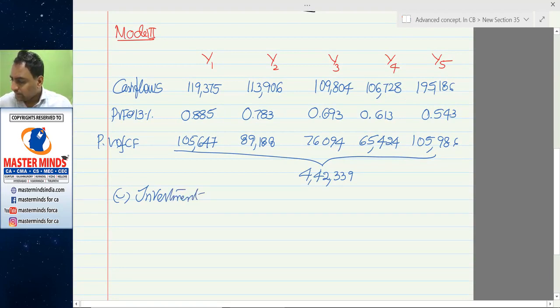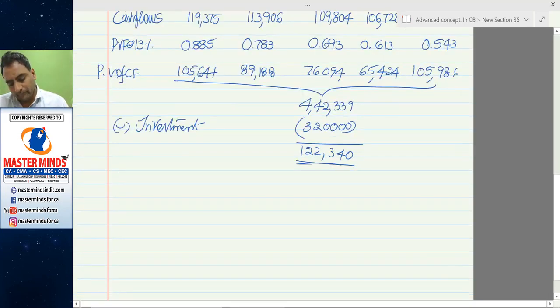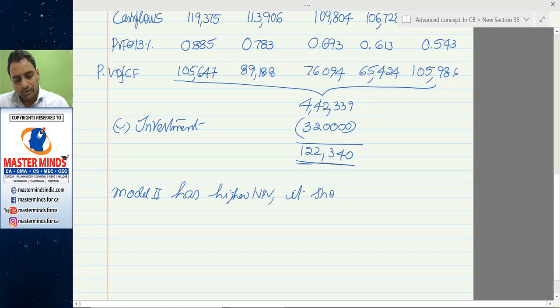Less investment. One lakh 22,340. The model 2 machine has higher NPV. It should be selected.